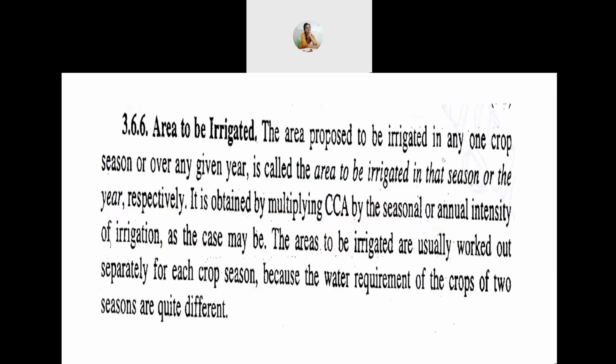Next, area to be irrigated. The area proposed to be irrigated in any one crop season or over any given area is called the area to be irrigated in that season or the year respectively. It is obtained by multiplying CCA by the seasonal or annual intensity of irrigation, as the case may be. The areas to be irrigated are usually worked out separately for each crop season because the water requirements of the crops of two seasons are quite different.